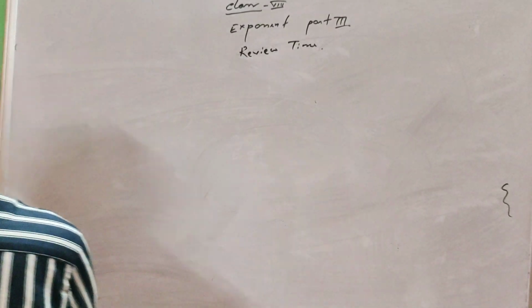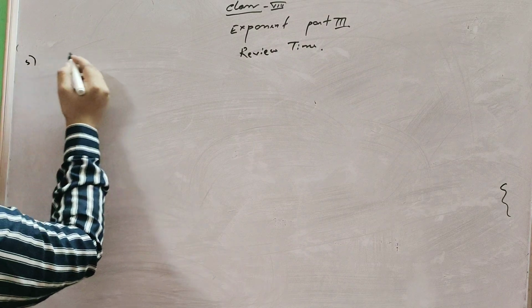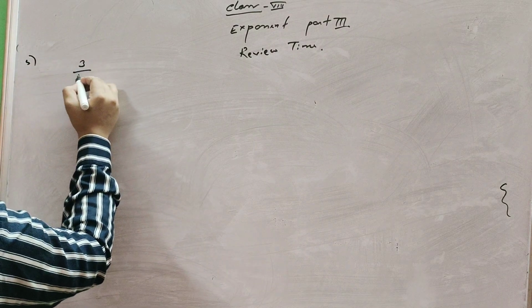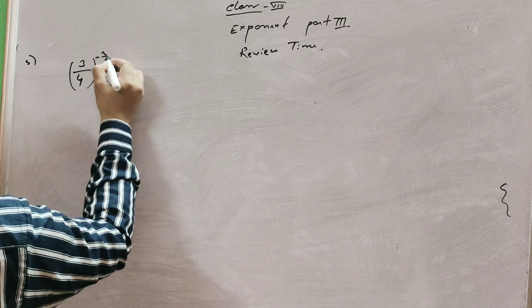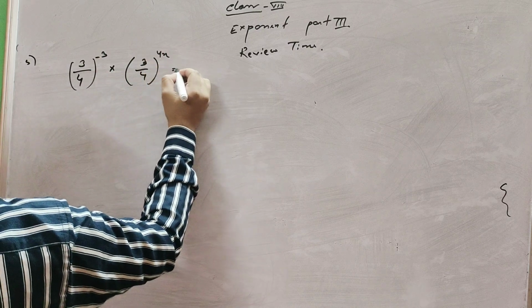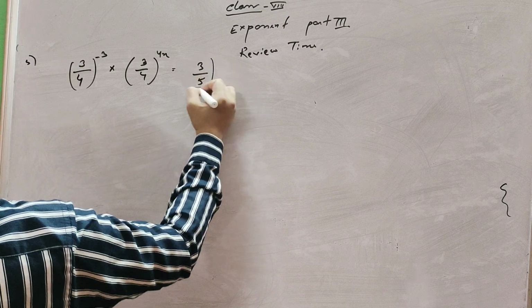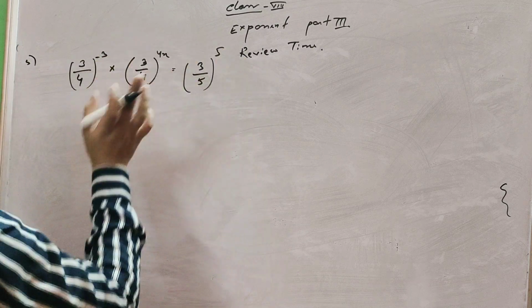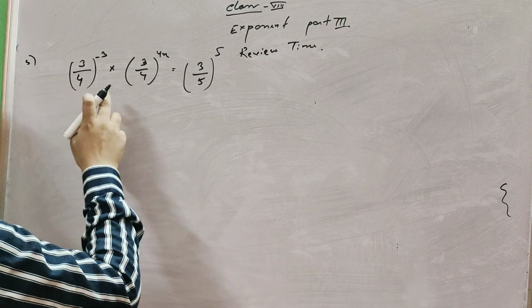It's time for question number 5. See, in question number 5, 3 to the power minus 3 into 3 to the power 4x equals 3 to the power 5. Find the value of x. See, 3 to the power 4, sorry.